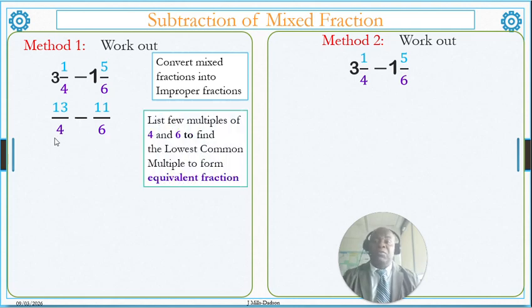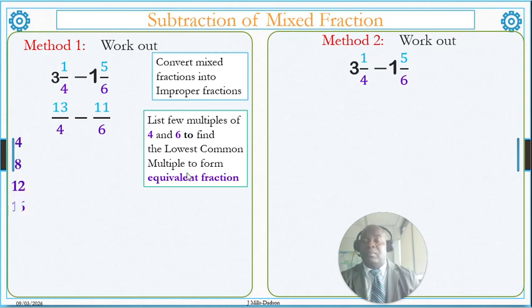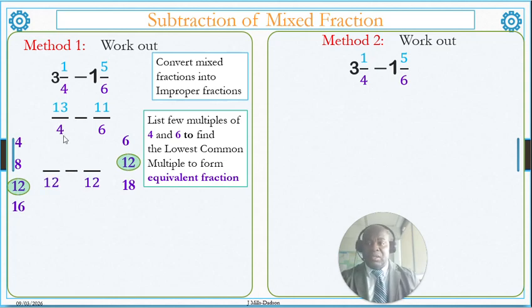Next, we list our 4 and 6 times table to get the lowest common multiple and create equivalent fractions for each fraction that we have. So we can see the LCM is 12. So we make everything out of 12. 4 into 12 is 3, as you can see, 3 steps here, and therefore you times the numerator by 3. So we have 39/12 equivalent to 13/4.